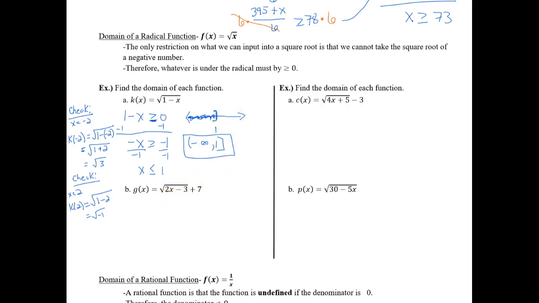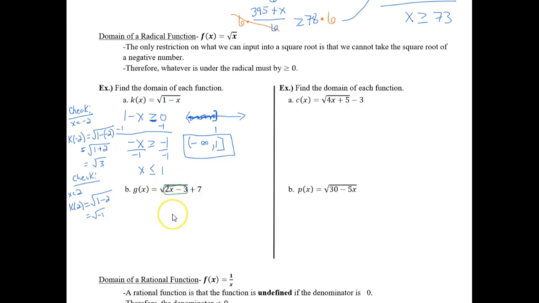Let's look at this next example. Down here, again, we're looking at a radical function, and I cannot take the square root of a negative number. So this 7 here actually has nothing to do with my domain as far as what I can't put in. It's only the values under the radical. So all of this has to end up positive. And then I can take the square root and add 7.